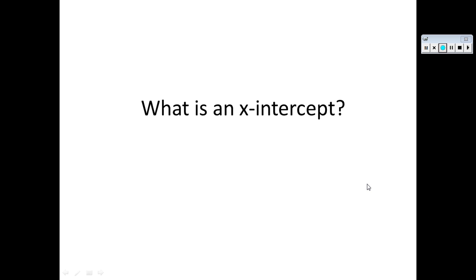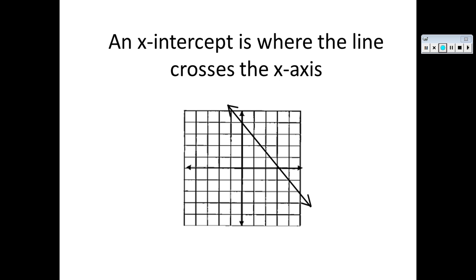What is an x-intercept? So pause the video, think about what an x-intercept is first, and then press play when you're ready. An x-intercept is where the line crosses the x-axis. So this red circle here, this point in the middle of that red circle is 3, 0, so that is the x-intercept.